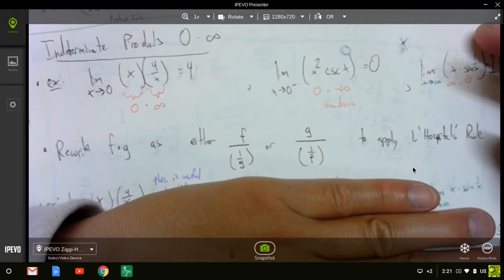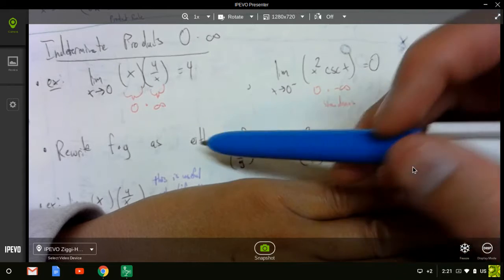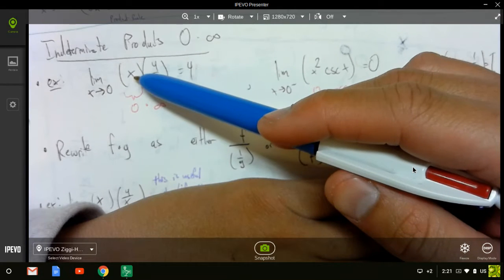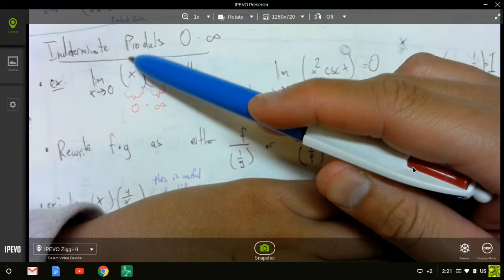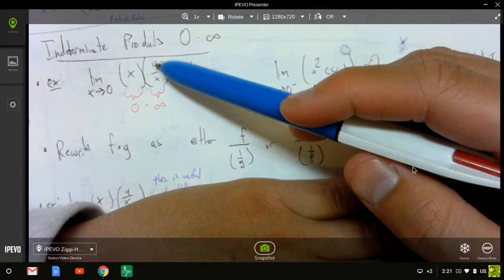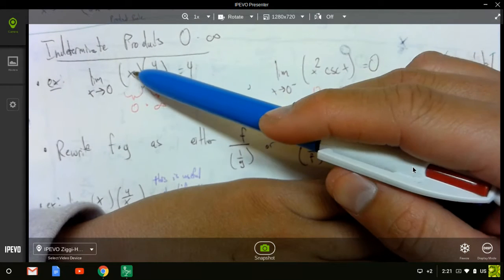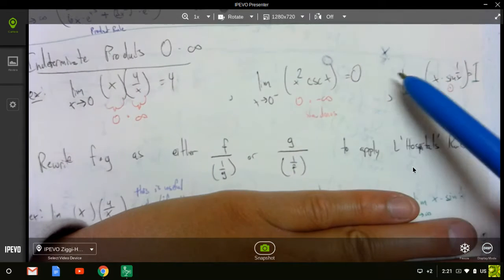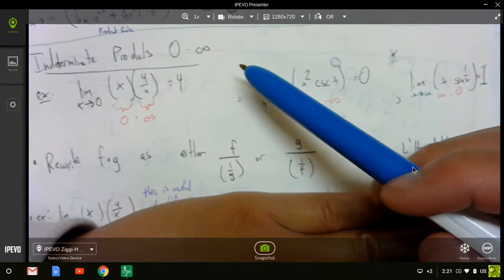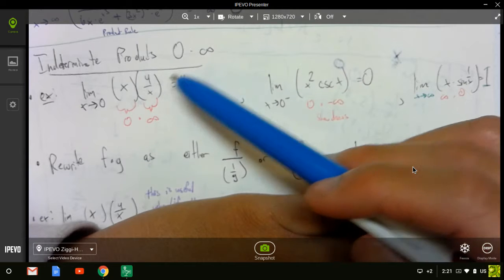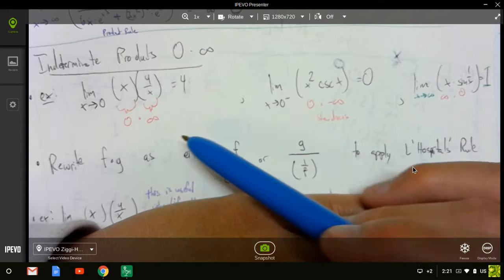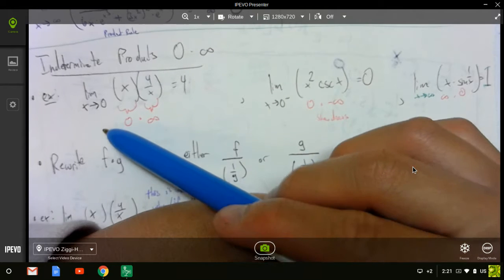Okay, so what you essentially want to do is rewrite what you have. In this case, you can look at x as its own separate function, and 4 over x as a separate function. We'll call these f and g. If you look at all these statements here, typically what gives you indeterminate products is if your function is written in a way that looks like two different functions being multiplied to each other.